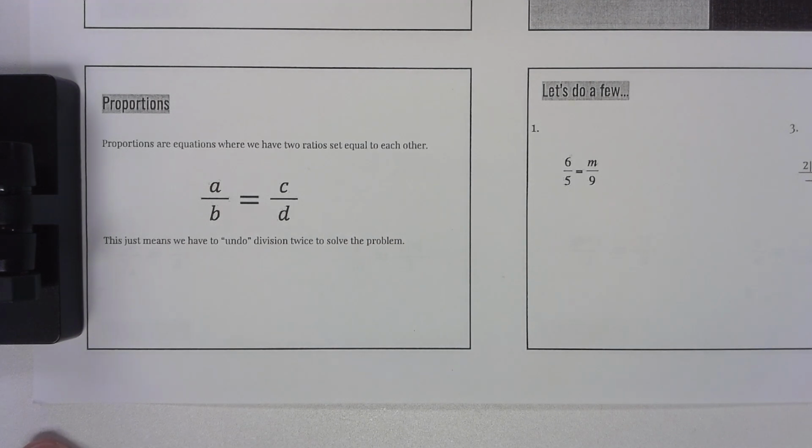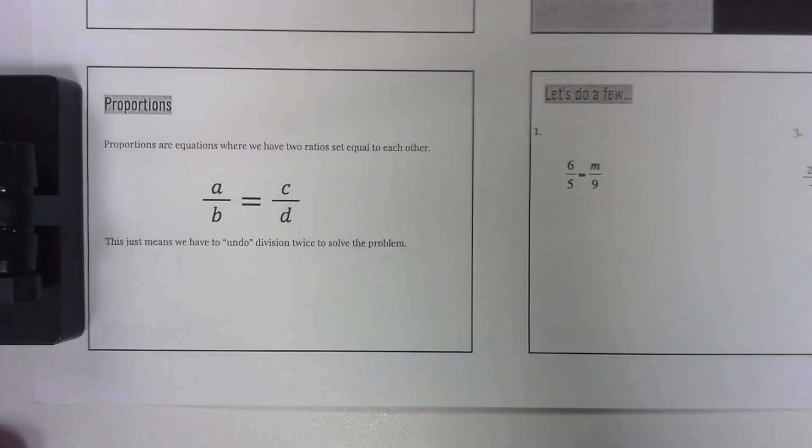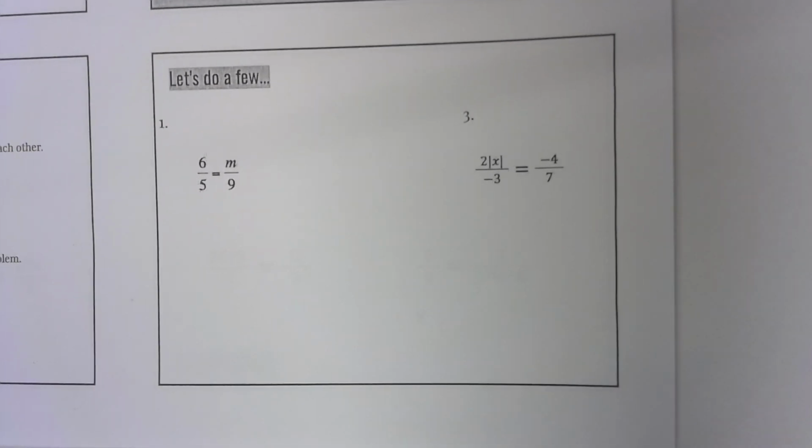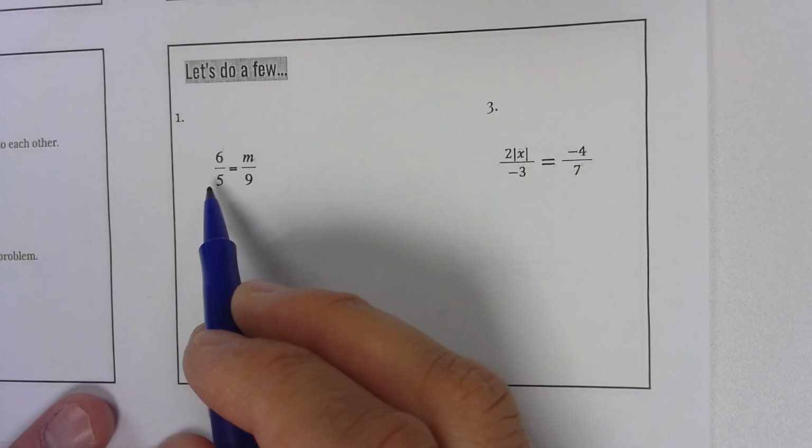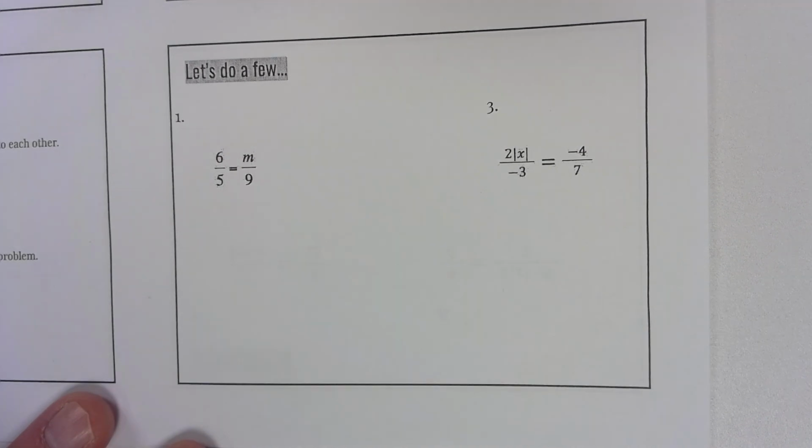Okay, some of you have heard of cross multiplying before. That's essentially what this is. I'm not going to teach cross multiplying because I think with that we don't really think about the concept of what we're trying to accomplish. Okay, so I'll do these first 2 and then we'll find some on the back for you all to try. But I've got 6 divided by 5 equals m divided by 9.